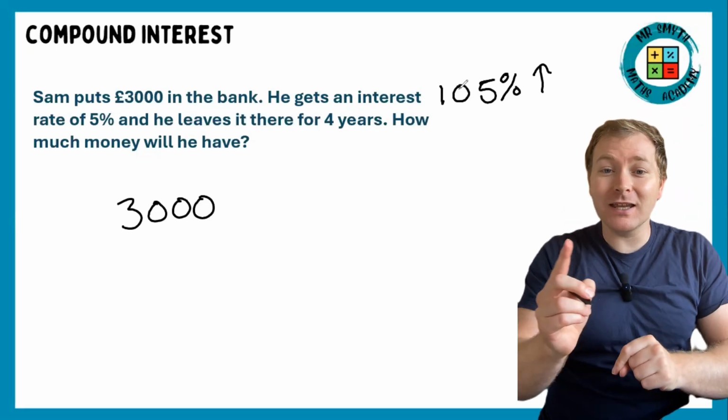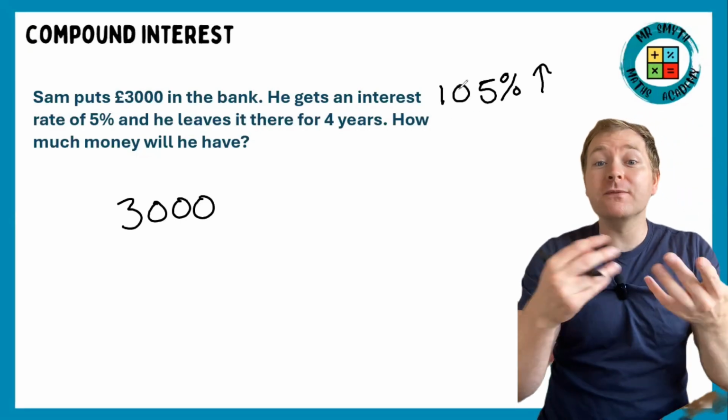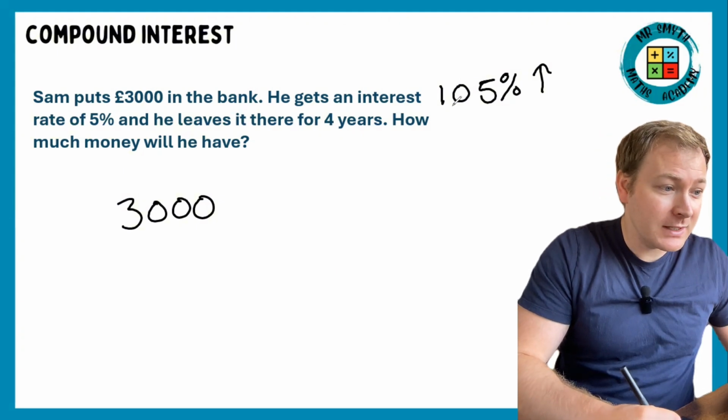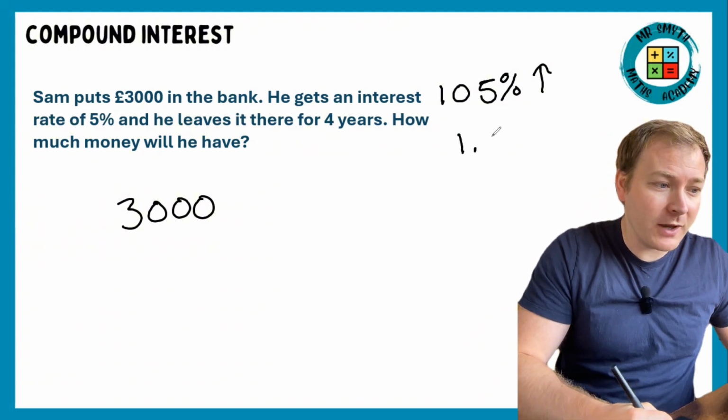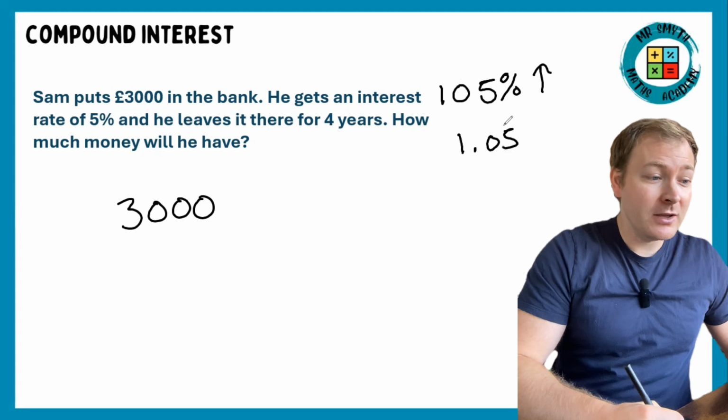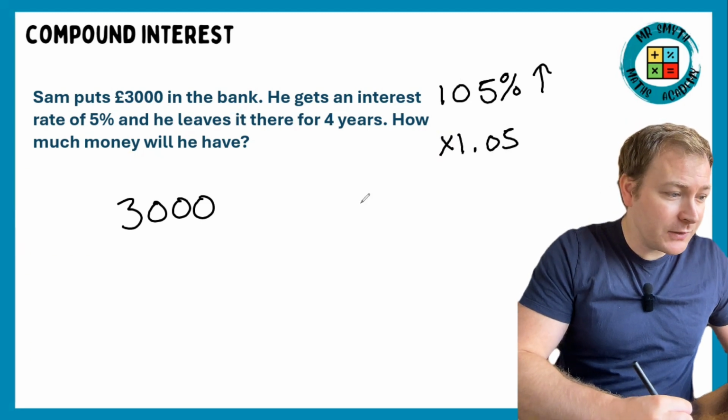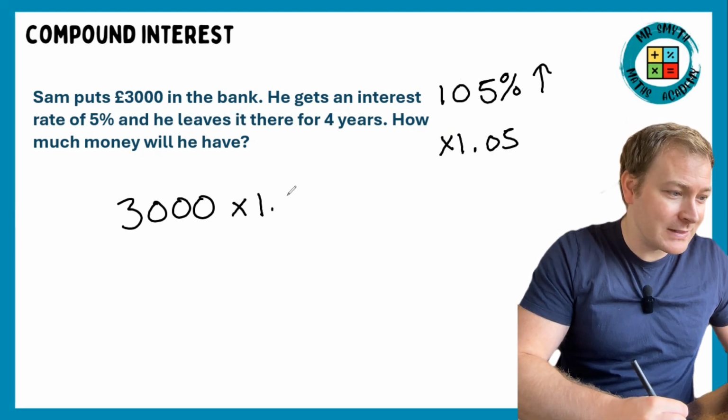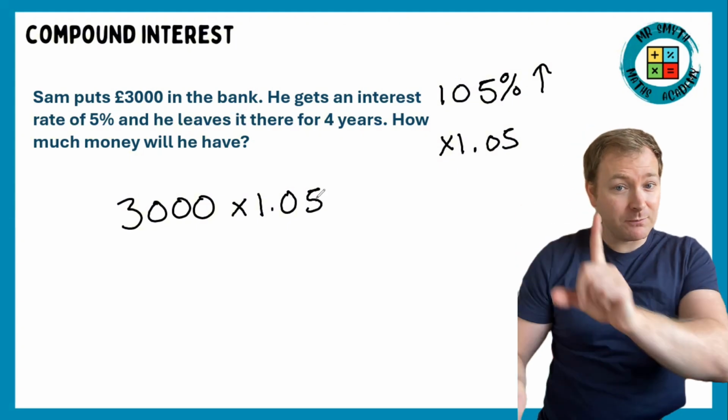Now we need this as a decimal. So to find this as a decimal, we divide it by 100. So this number is now 1.05. But we need this as a multiplier. So if I were to multiply the 3,000 by 1.05, that will make it 5% larger.